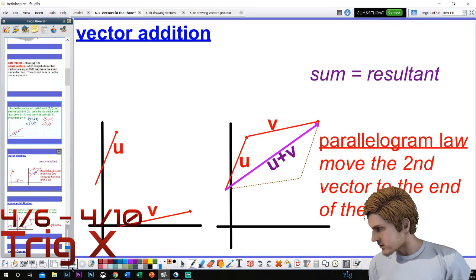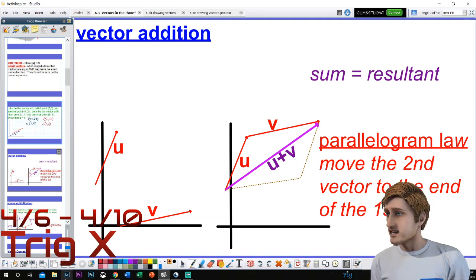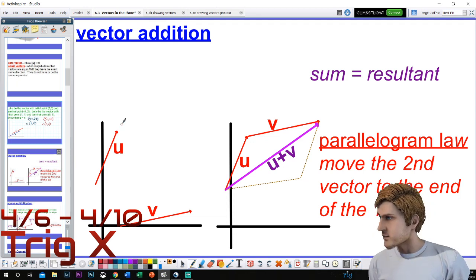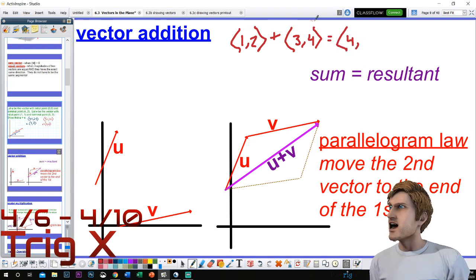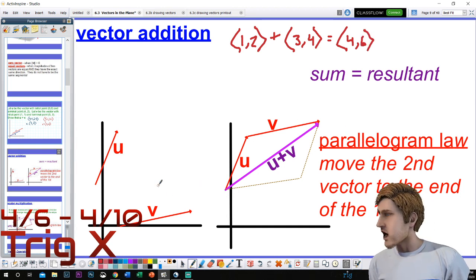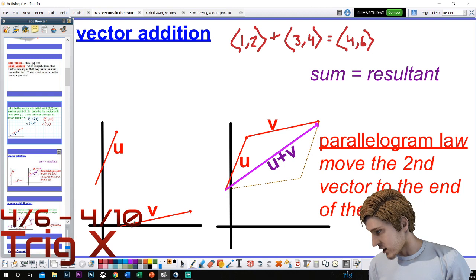Now let's move on to vector addition. Vector addition is really, really simple. If you have two vectors, like let's say 1, 2, and 3, 4, and you have them in component form, all you're doing is you're just adding the x values. So in this case, that would be 4. And you're adding the y values. 2 plus 4 is 6. And that's it.